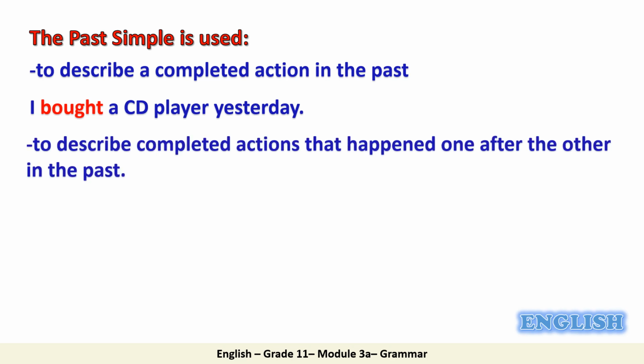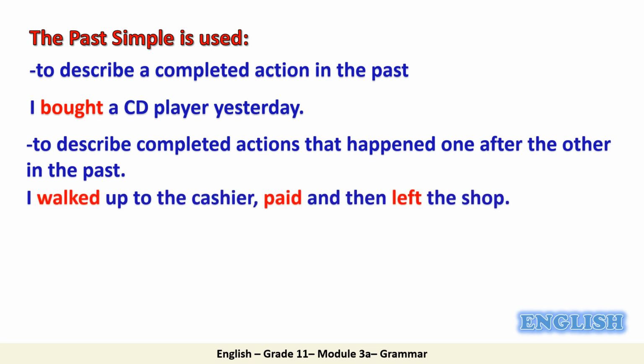Second, to describe completed actions that happened one after the other in the past. For example, I walked up to the cashier, paid, and then left the shop. Here, the three verbs in red, all of them are in the past simple.